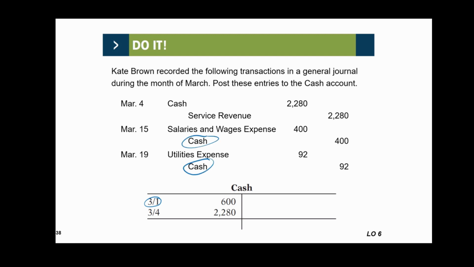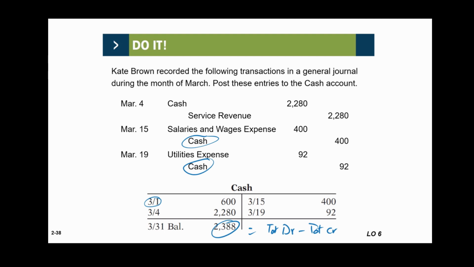So on the right side here, we put 315, and we'll put the credit amount 400. Then underneath that we put, again, March 19, we have the credit to cash for $92. Once this is done, we calculate the balance. Again, this balance is equal to total debits minus total credits. Now this balance here, this 2,388, automatically becomes the new balance when you start the new month.